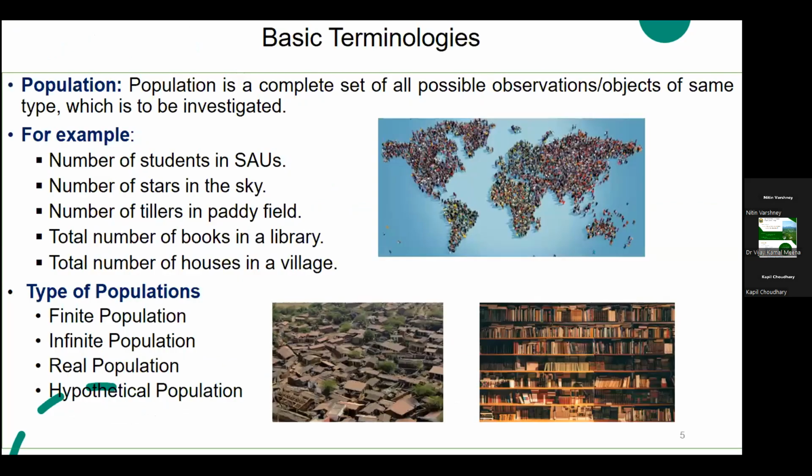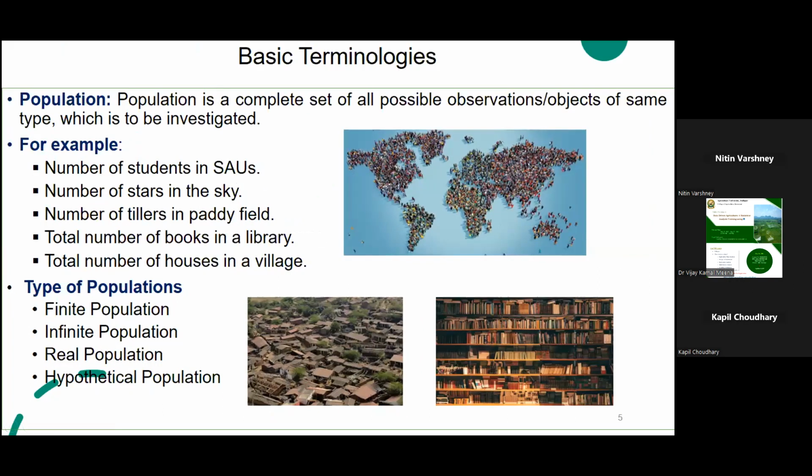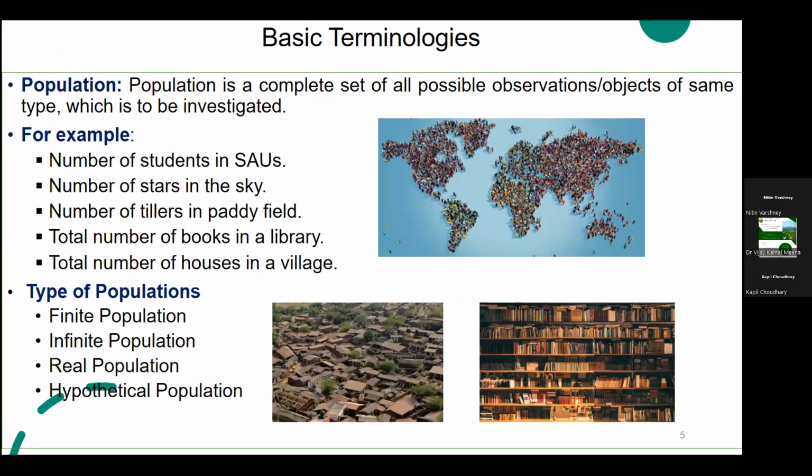Now we will go for basic terminologies first. In sampling, there are basic terminologies like population. As we know, population is the aggregate of observations, meaning it is the sum of all observations. For example, we can say number of students, number of stars in the sky, number of tillers, total number of books in a library, total number of houses in a place. These are examples of population which we want to study in our survey.